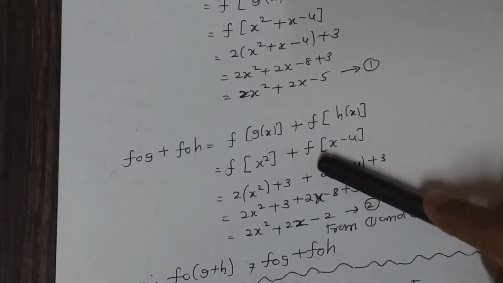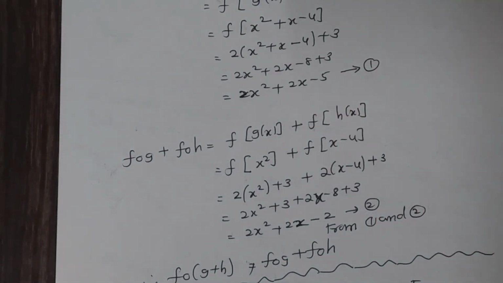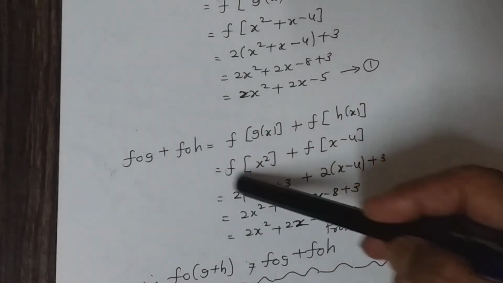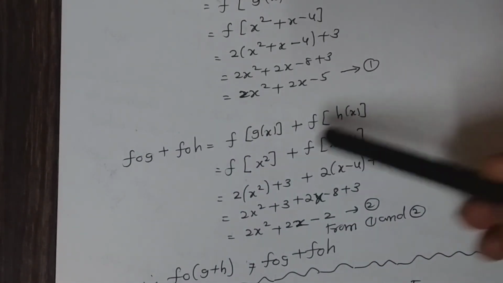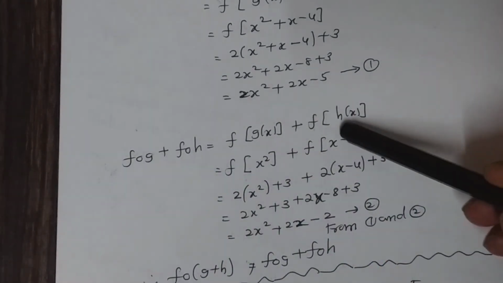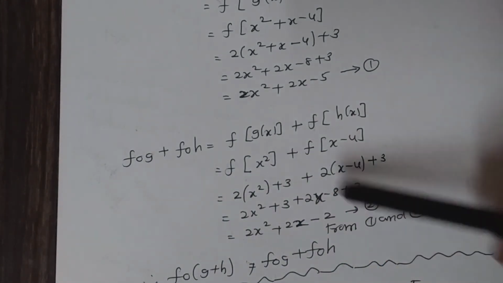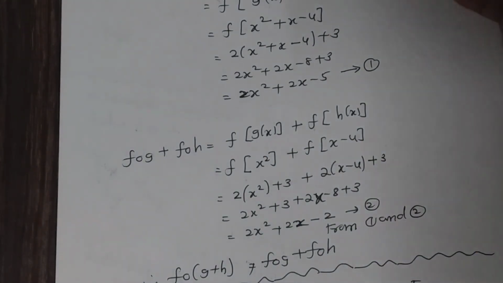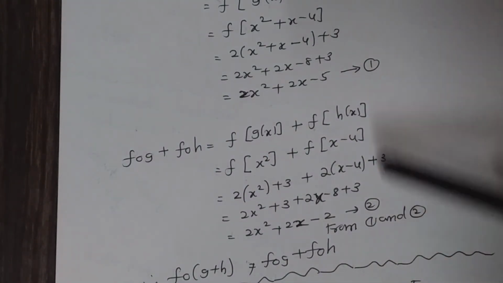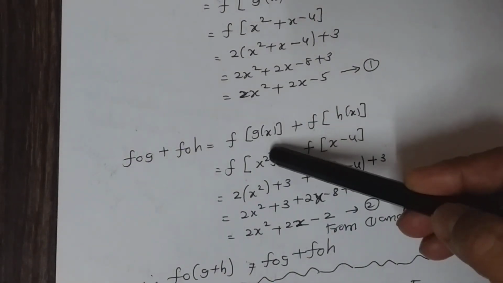So what does it look like now? f of x. This is also f of x. But instead of x, x square is there, and instead of x, x minus 4 is there. So again go to the f of x definition. What is the definition of f of x? 2x plus 3. So instead of x, you should put x square.